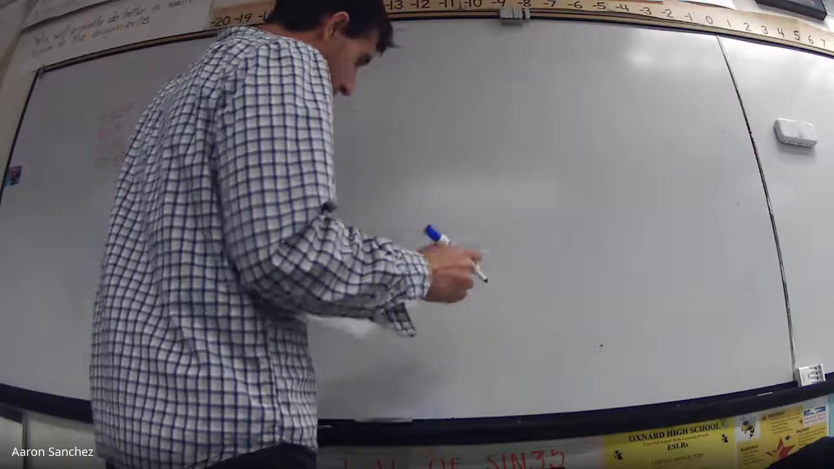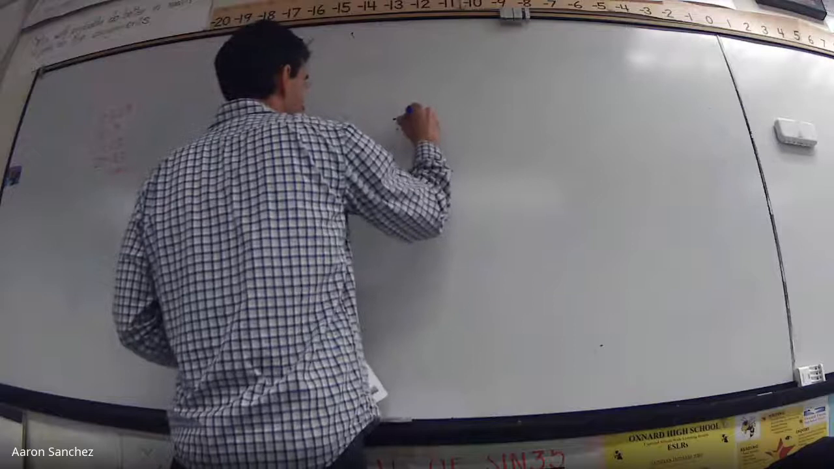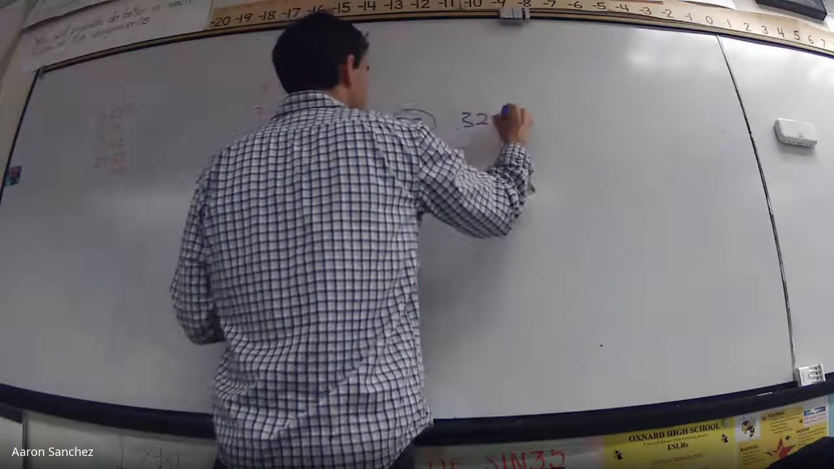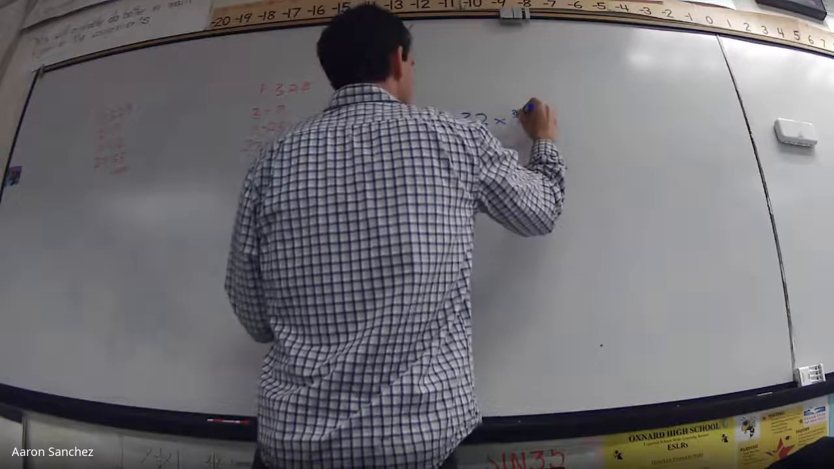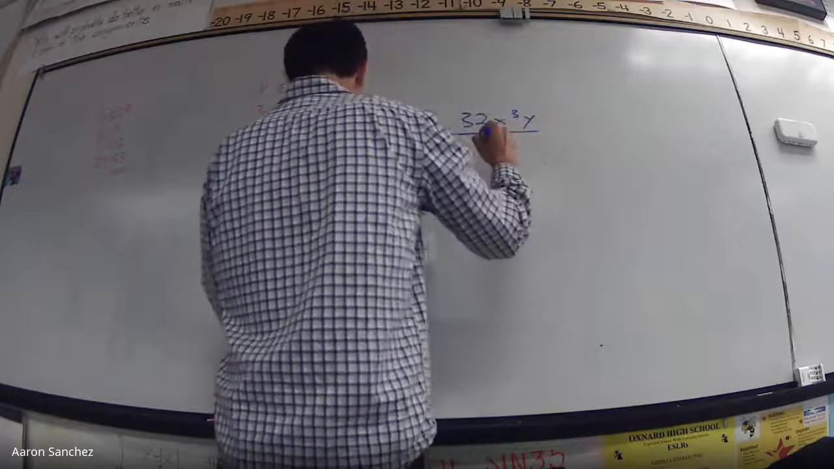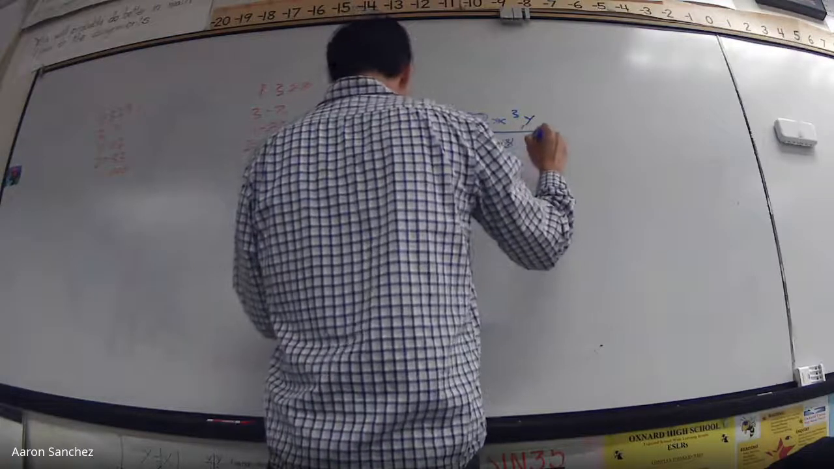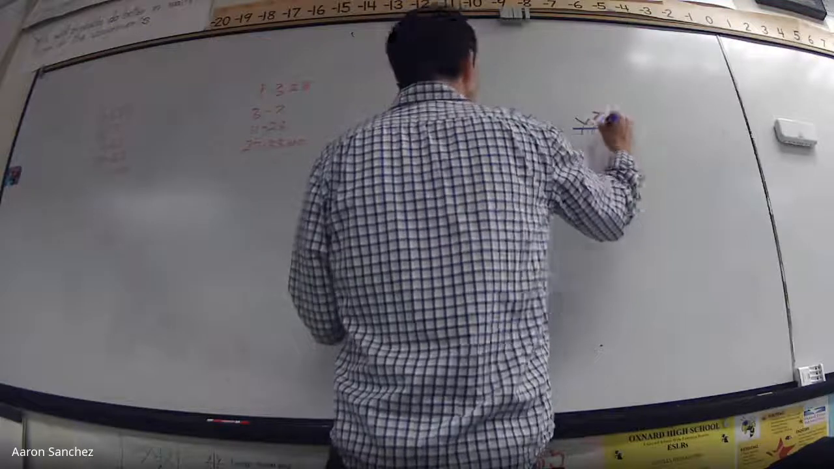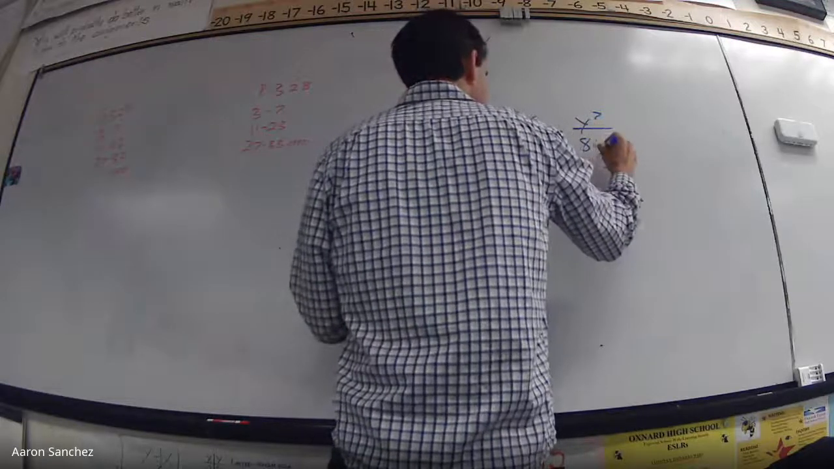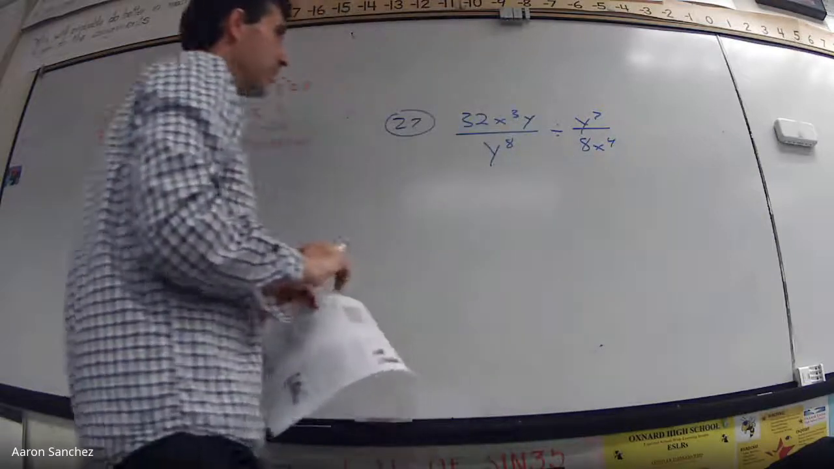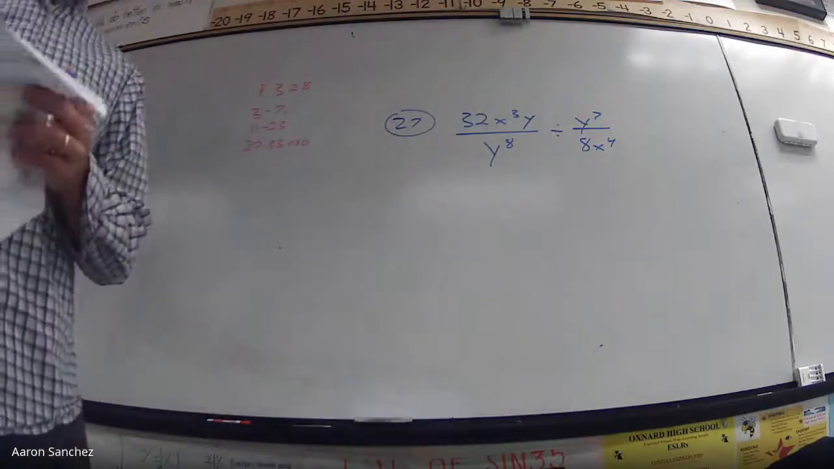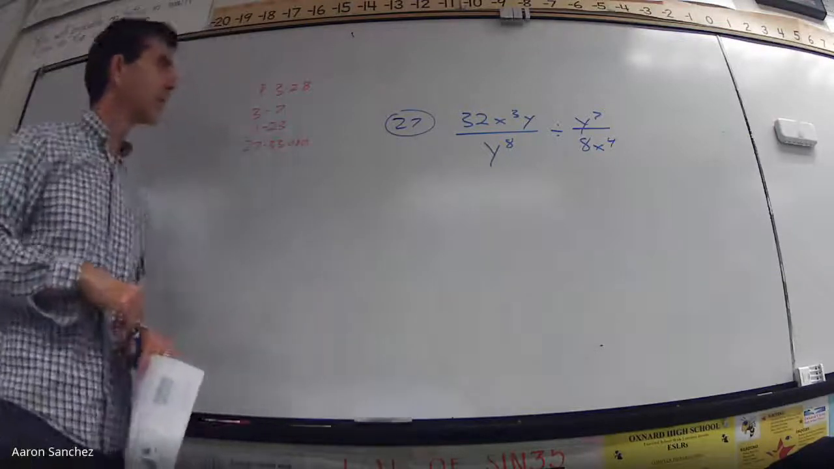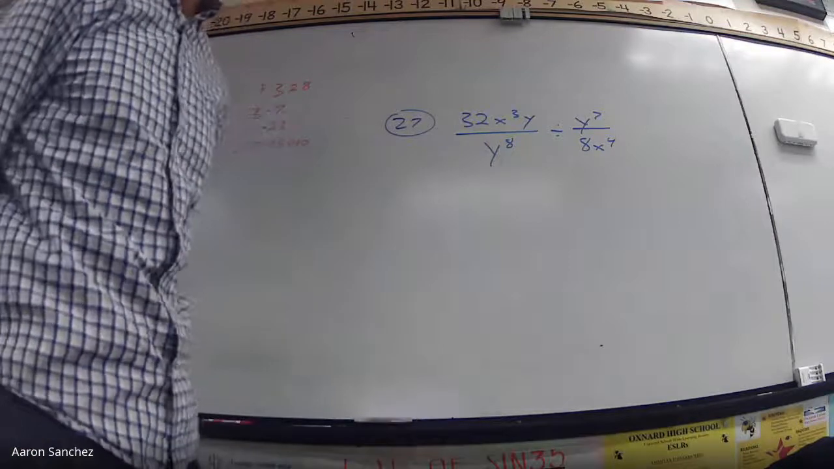Let's look at 27. Okay, 27 is 32x cubed y all over y to the 8 divided by y to the 7th over 8x. Oh, I don't like this one. This is not a very satisfying problem. I don't like this problem. Okay, you guys have written down?